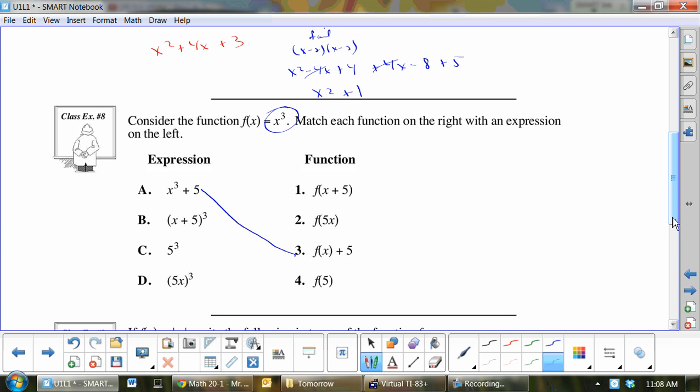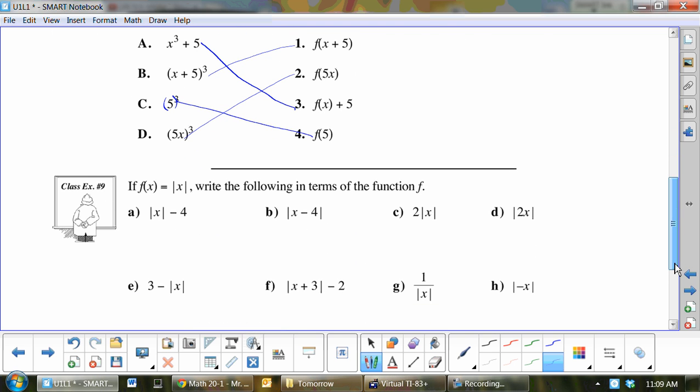How about B? X plus 5 cubed. What got substituted? F of x turned into f of x plus 5, right? Okay, in C, what would give you 5 cubed? 4. What I don't like about this, they should have put brackets. But because it was a positive, they're like, we can get away with it. If that was a negative number, they wouldn't be allowed to get away with it. Okay, and D? Process of elimination, it's 2.